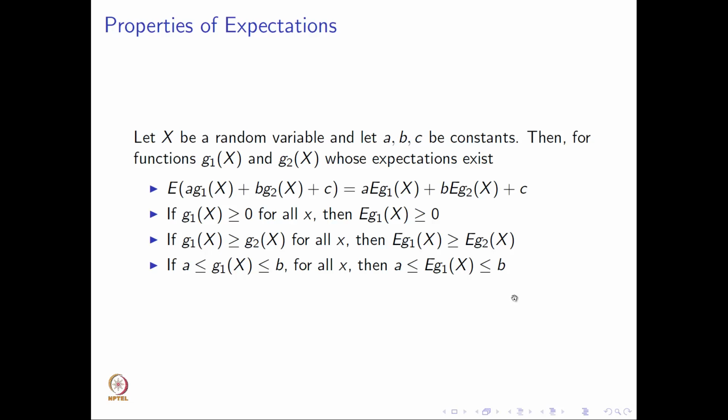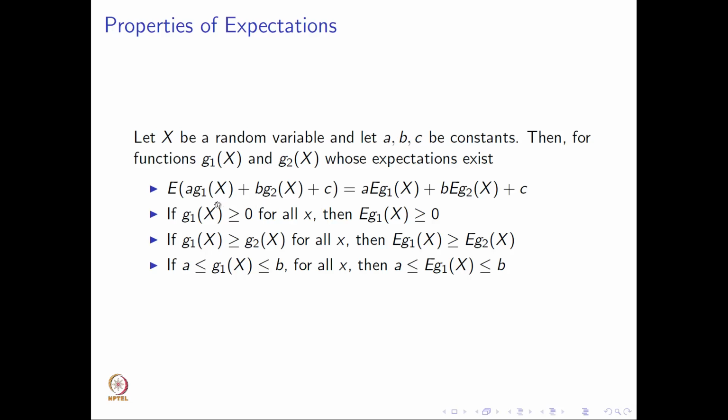Let us now look at the properties of expectations. Let x be a random variable, a, b and c be constants, and g1 and g2 be functions of the random variable x such that their expectations exist, that is, they have finite expectations. According to the first property, the expectation of a times g1 of x plus b times g2 of x plus c is equal to a times the expectation of g1 of x plus b times the expectation of g2 of x plus c. This is called the linearity of expectations.